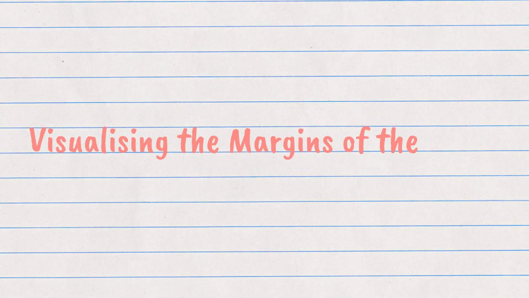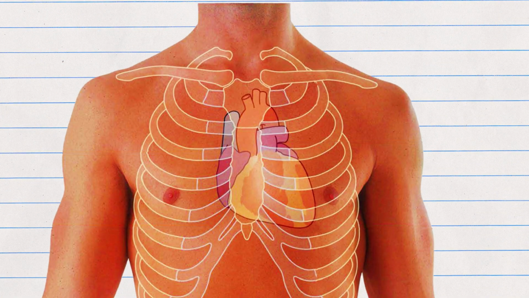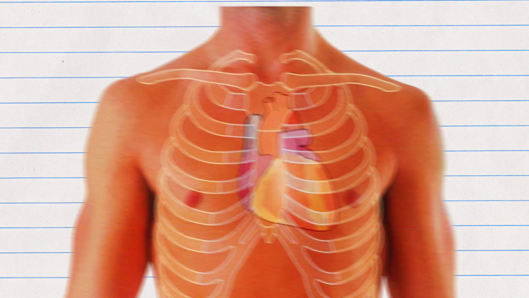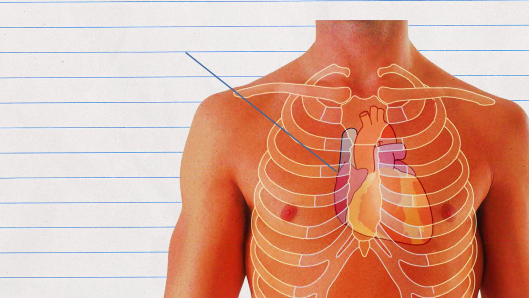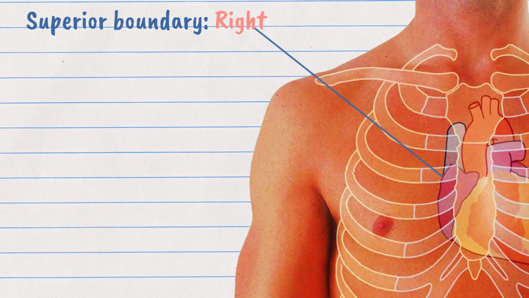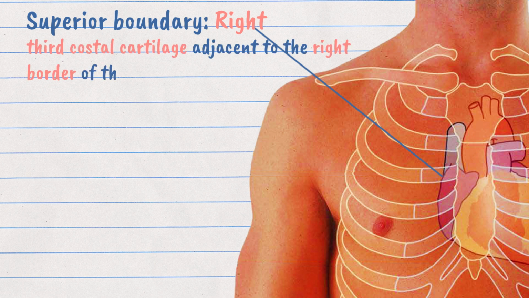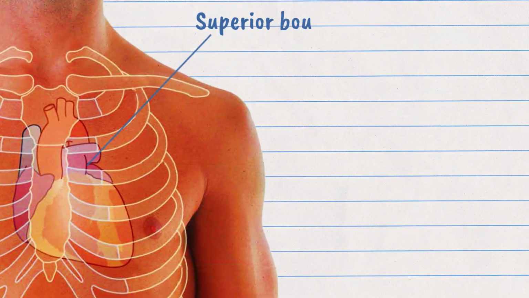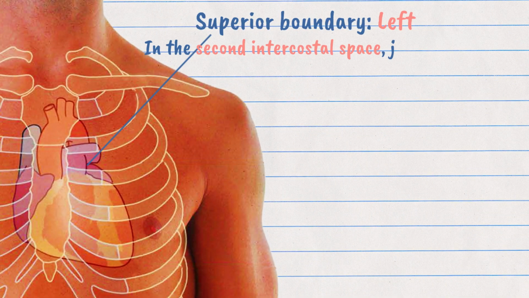Visualizing the margins of the heart. The heart's outline can be appreciated by correlating specific surface landmarks. 1. Upper limit. The superior boundary of the heart lies: right side, at the level of the third costal cartilage adjacent to the right border of the sternum; left side, in the second intercostal space, just lateral to the sternum.